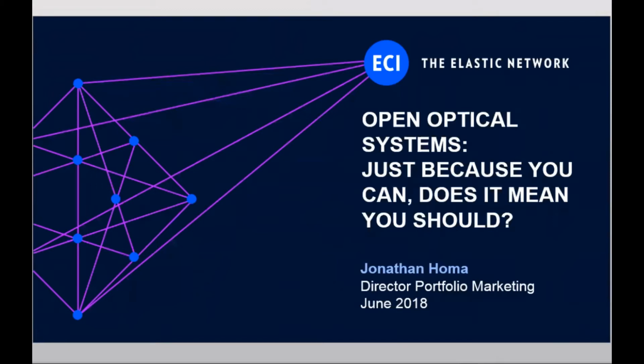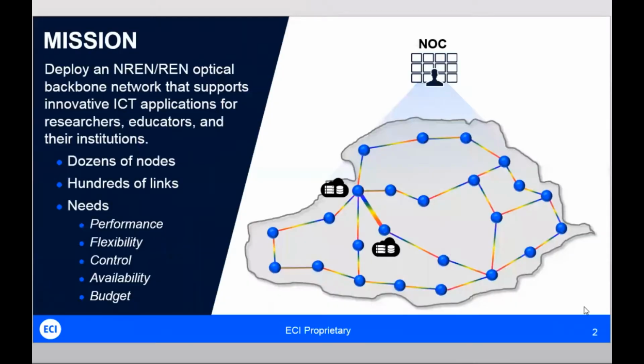As a starting point for this discussion, let's talk about what you, as a person who runs a national research and education network, or just a research and education network, are trying to achieve with your optical backbone. Certainly it's part of an overall network, which is both an optical layer and usually a data layer as well, that supports innovative ICT applications for your researchers, for your educators, for your users, and the various institutions that they're contained within. So it's there to support research and education.